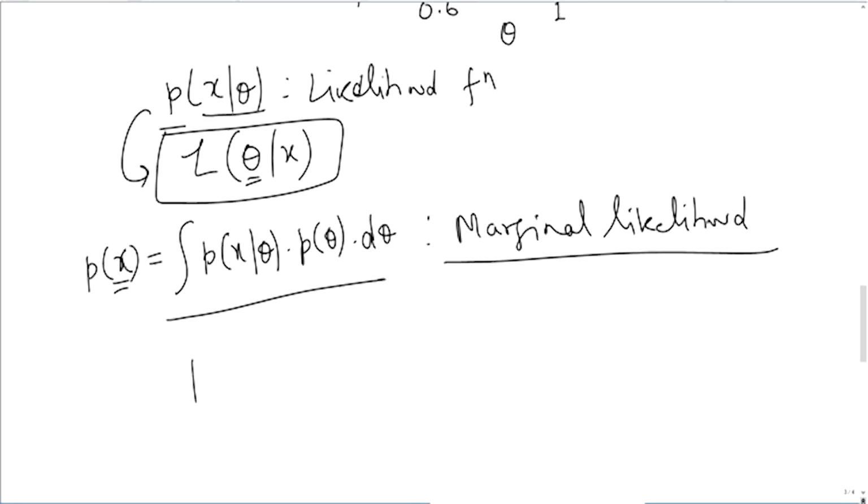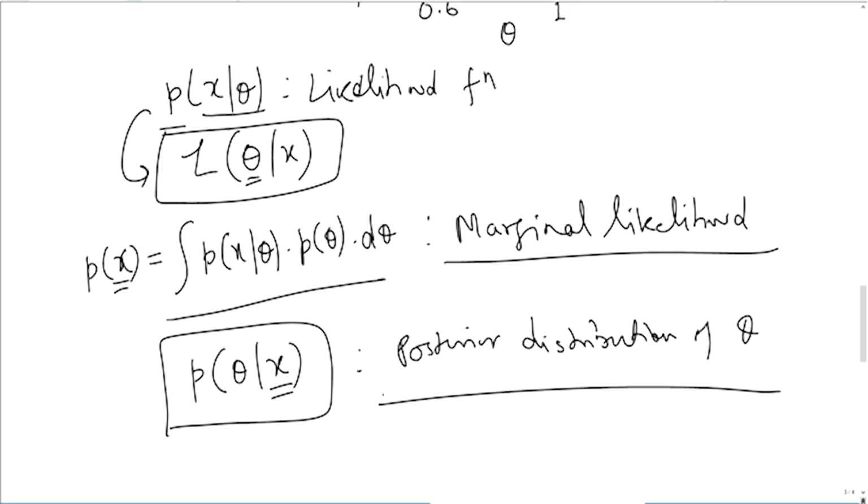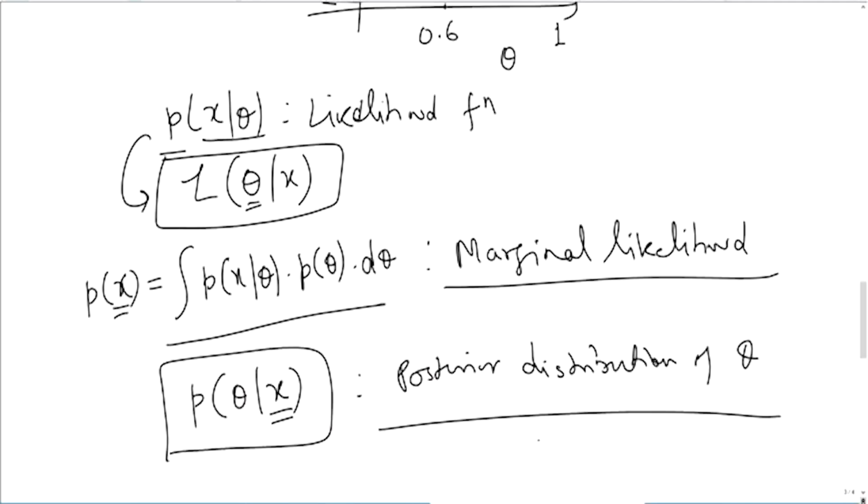Now the left hand side term is then p of theta given x. So we are trying to estimate true distribution of theta conditional on the data, the observed data. So given that we have already seen the data, what is the true distribution of theta? So this is called posterior distribution of theta. Okay. So P of theta was prior distribution of theta. So this is before seeing any data. And this is posterior distribution of theta. So basically after seeing the data.